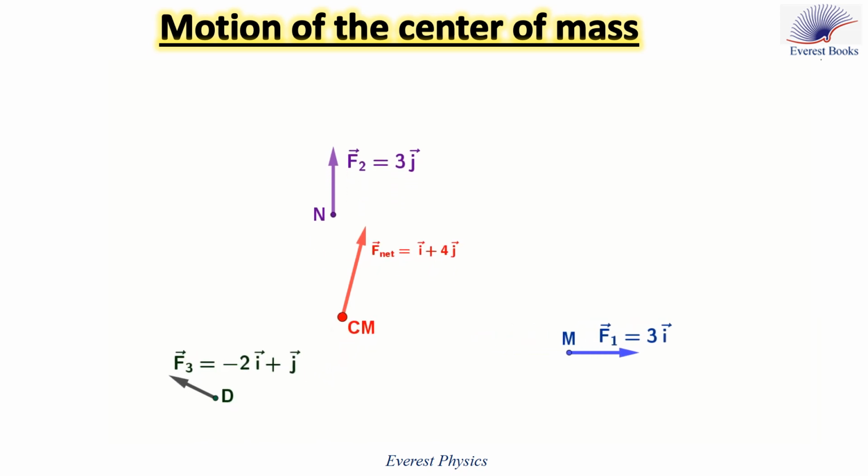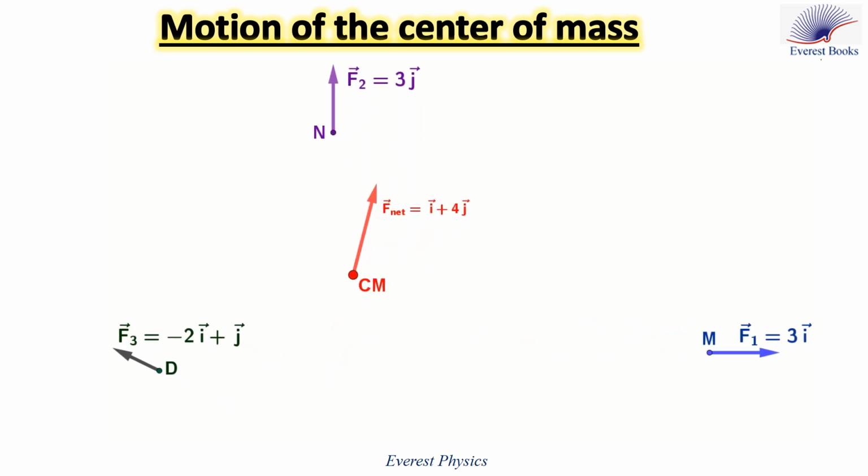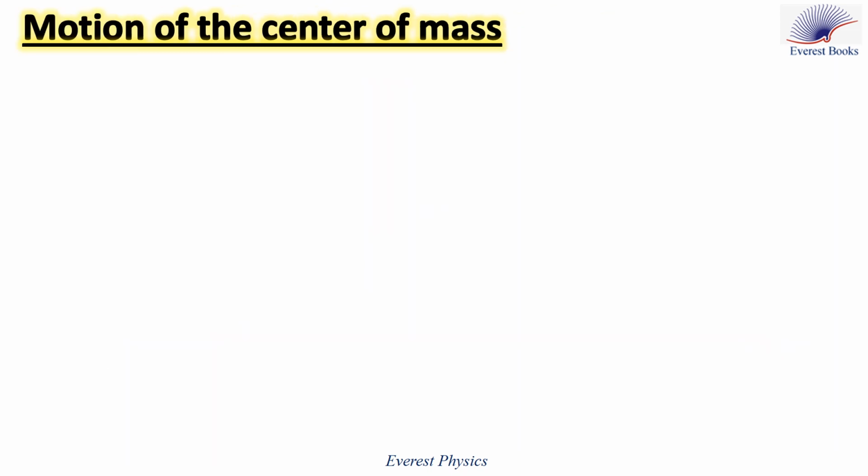We observe that the center of mass moves like a particle of mass m acted upon by the net external forces acting on this system, because the net force acting on Cm equals F1 plus F2 plus F3. Now let's determine the relation among the acceleration of the center of mass of a system, the net external force acting on this system, and the total mass m of the system.